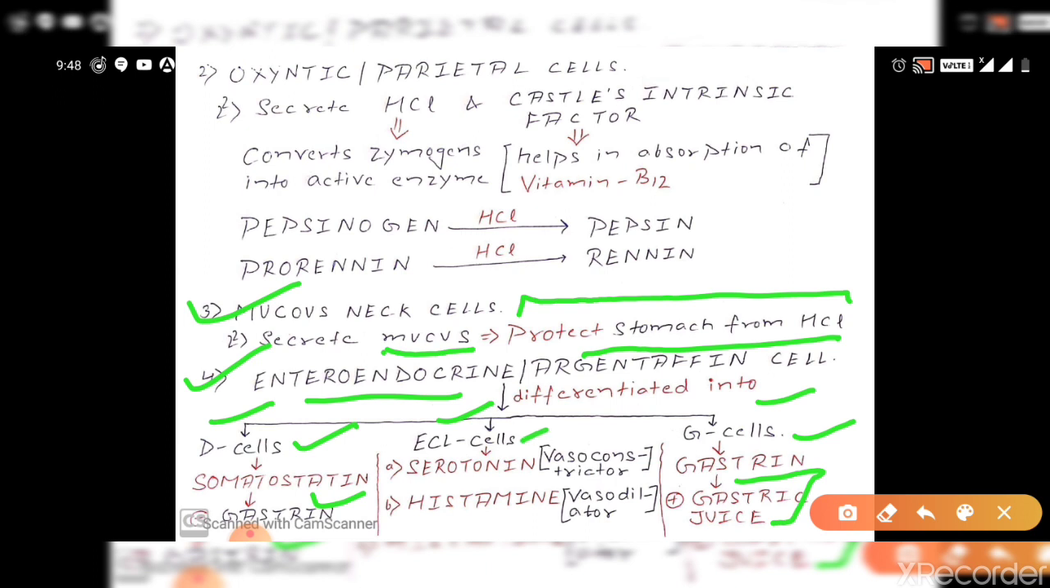And the last type of cell, that is the ECL cell, it secretes two hormones, that is serotonin and histamine. Serotonin is a vasoconstrictor and histamine is a vasodilator. This is all about the stomach and gastric gland.